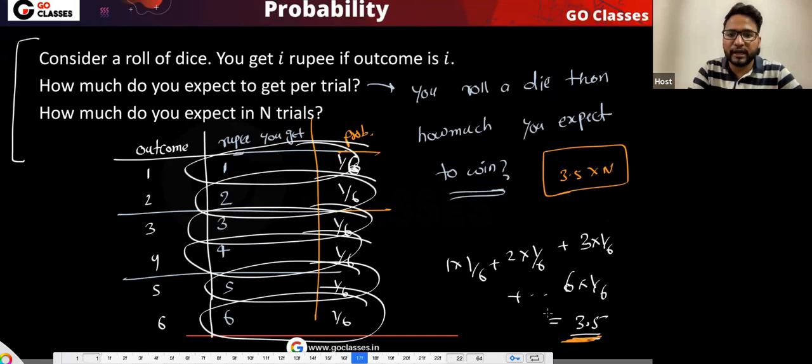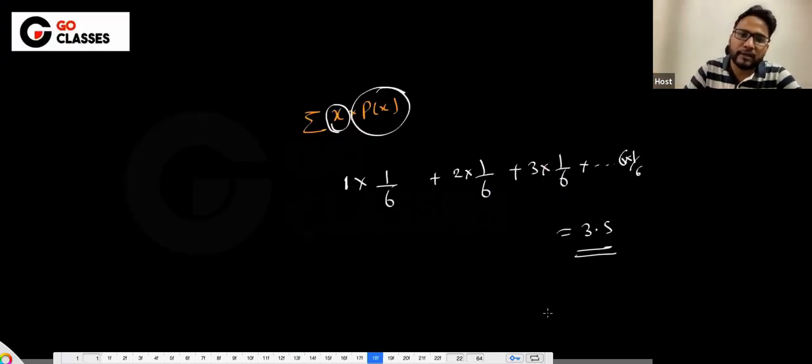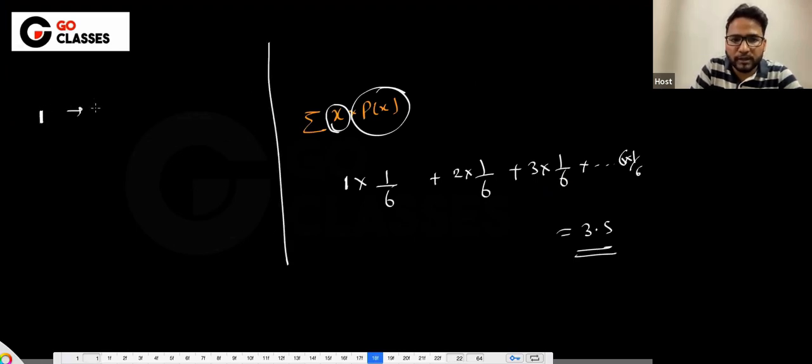and you are rolling a die, and based on the number, you are getting rupees. If the number is 6, you are getting 6 rupees. If the number is 5, you are getting 5 rupees. Now suppose you roll it one time, maybe the number is 1. How many rupees will you get? 1 rupee. Let's suppose you roll it again.